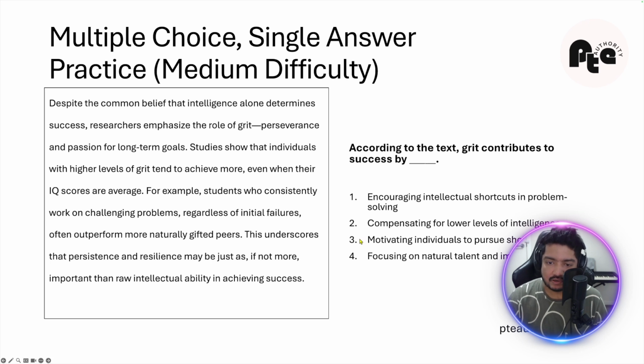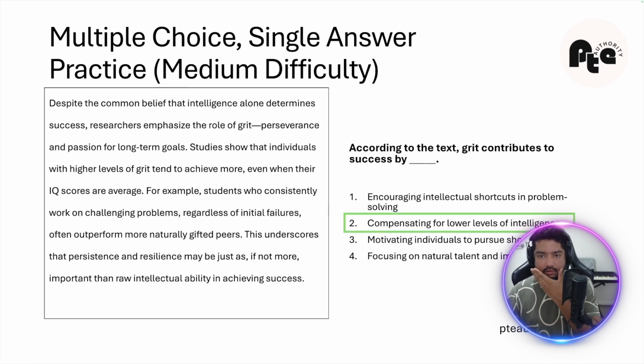Now that I think about it, I think option 2 kind of aligns. It doesn't explicitly say that, but with compensating for lower levels of intelligence, it says that even those students who are not naturally gifted, who have average IQ scores, compensate for lower levels of intelligence with perseverance and passion. So I think the right answer is option 2. Sorry.